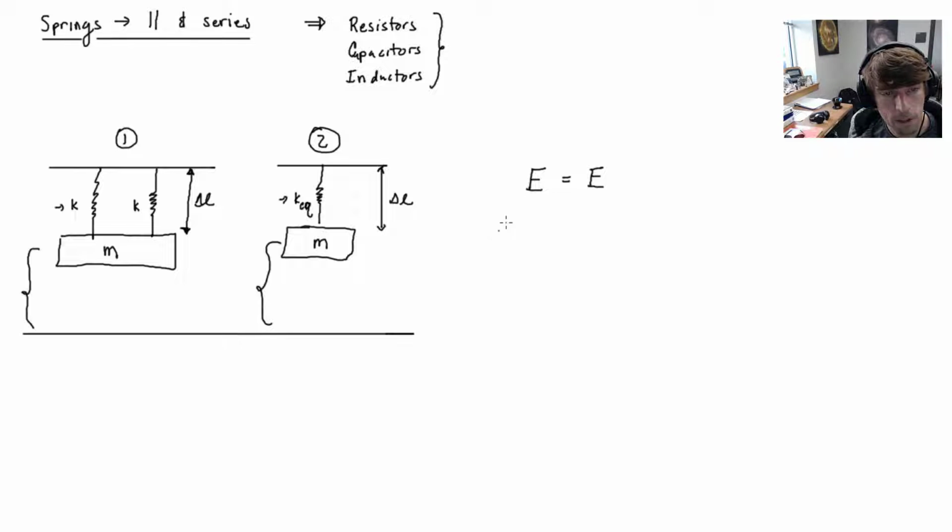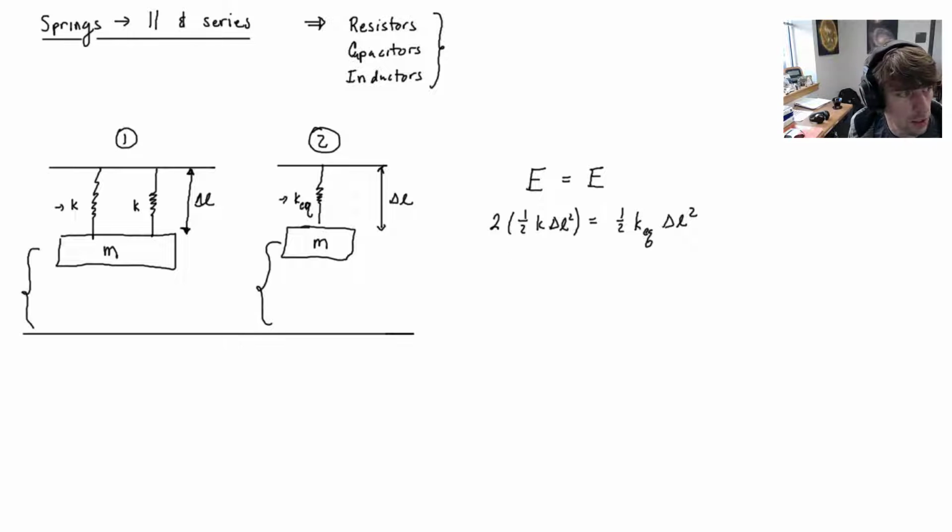Okay? Well, let's take a look. This is just 2 times 1/2 k delta L squared. And that should be equal to 1/2 k EQ delta L squared. Right? They're stretched the same amount. I want them to store the same exact amount of energy. How do the spring constants compare?